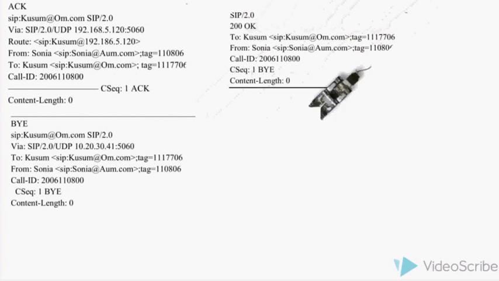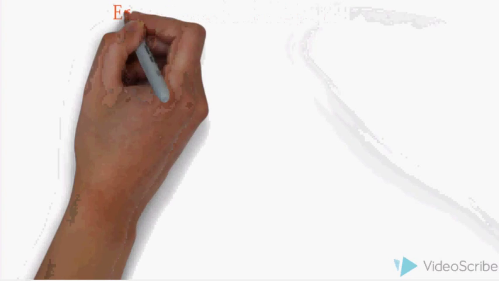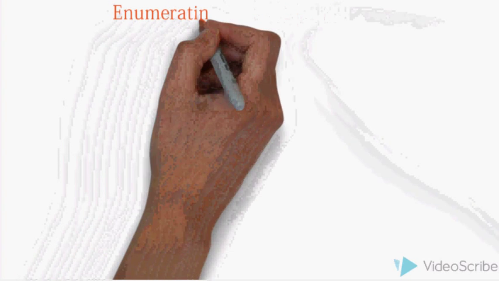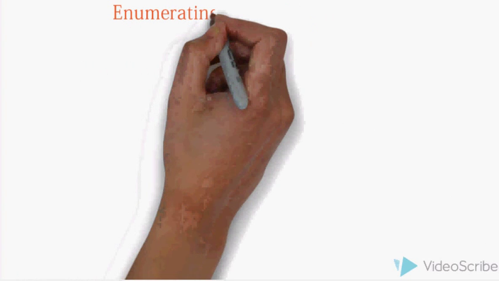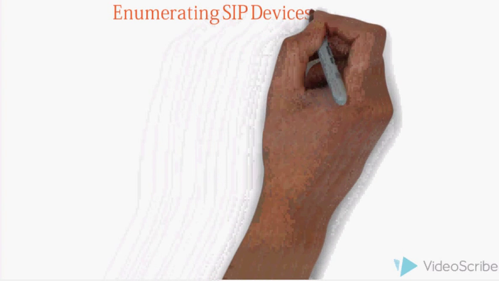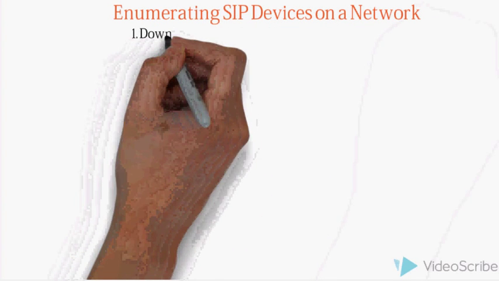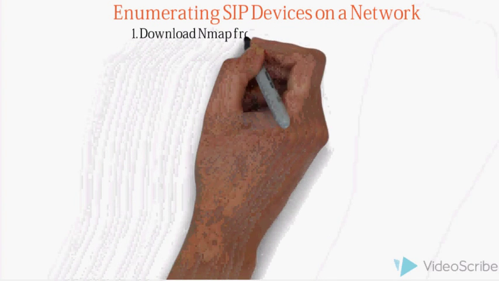After this we'll talk about how to enumerate and register with a SIP user agent. So we have enumeration and registration. A network port scanner can be used to enumerate SIP user agents, registers, proxy servers, and other SIP enabled systems. SIP usually listens on TCP or UDP port 5060. So, enumerating SIP devices on a network. Here's how to enumerate SIP devices on a network.